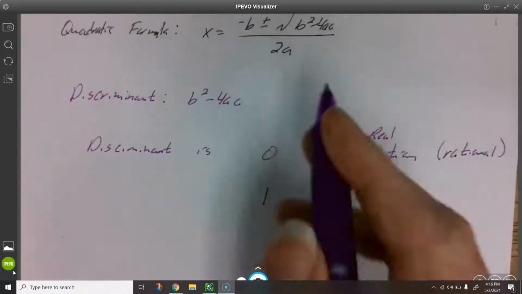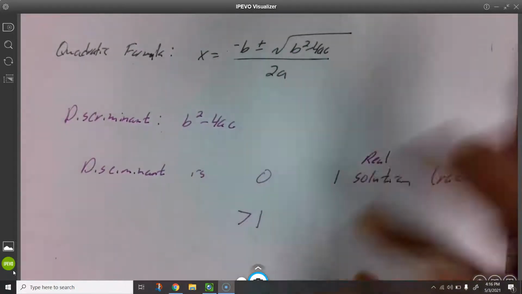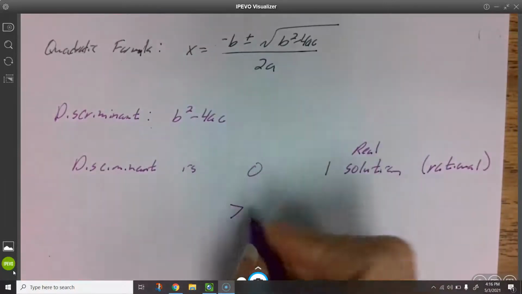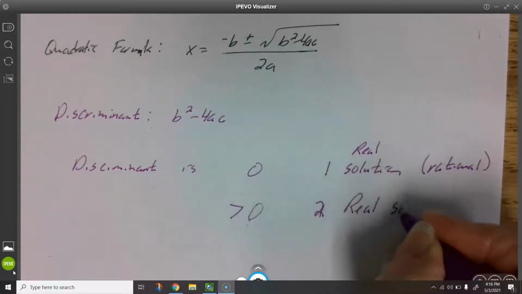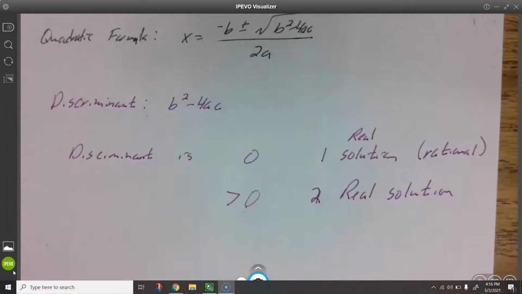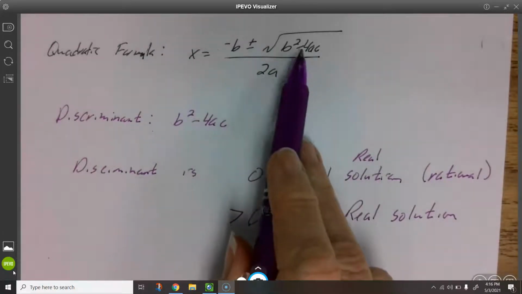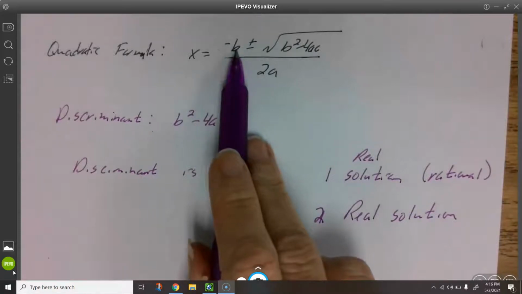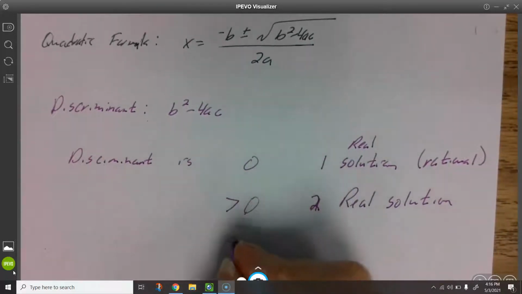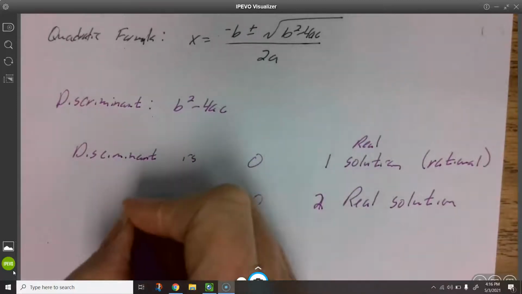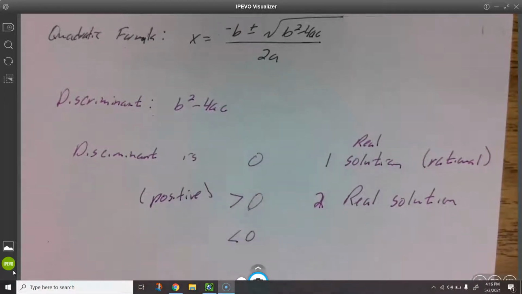If the discriminant is greater than 0, so if what's underneath here is greater than 0, then you're going to have 2 real solutions. Now, they might be perfect squares or non-perfect squares. We don't know that. But if it's greater than 0, then we're going to have a real solution. You're going to have 2, because you're going to go whatever this is plus that, whatever this is minus that. Another way to say this is that it is positive. So if the discriminant is a positive number, it's greater than 0, you're going to have 2 solutions.